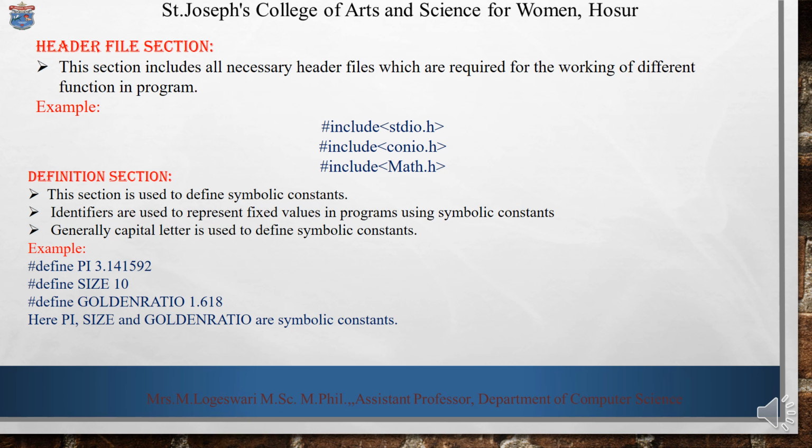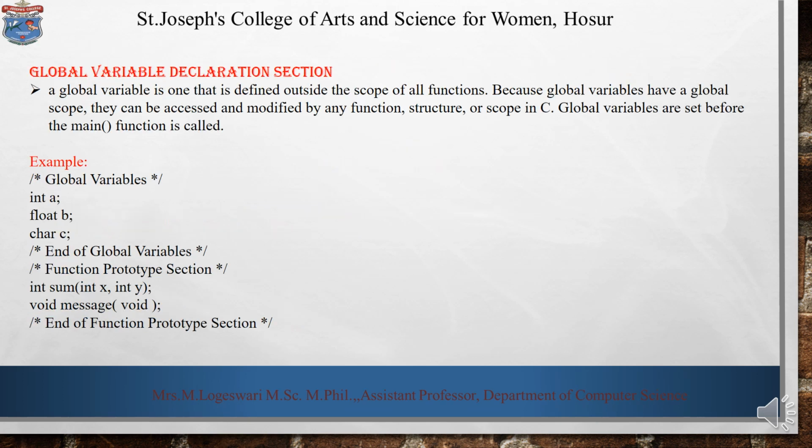One more example is here. Hash define is the syntax, and you can give the symbolic constant name as SIZE and assign 10 to SIZE. These are the examples for the definition section.